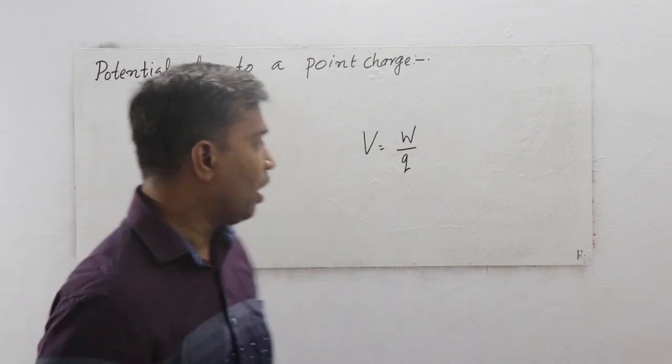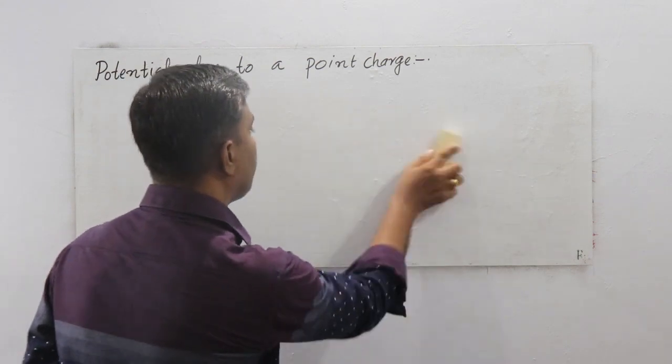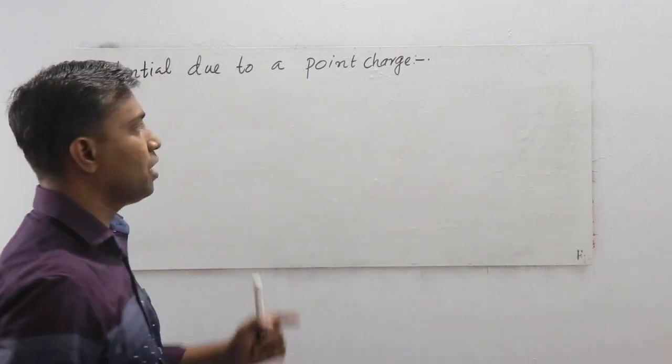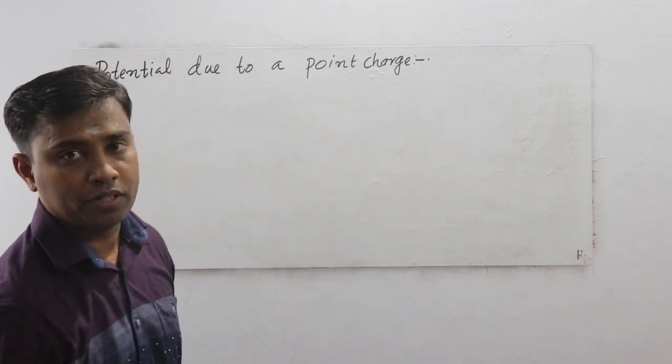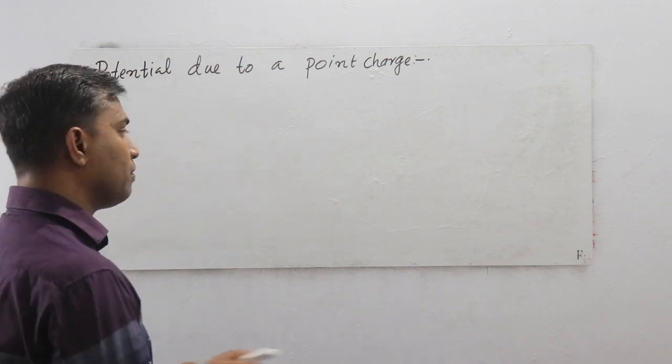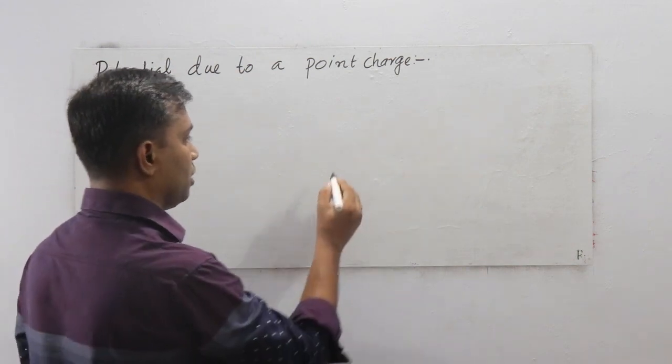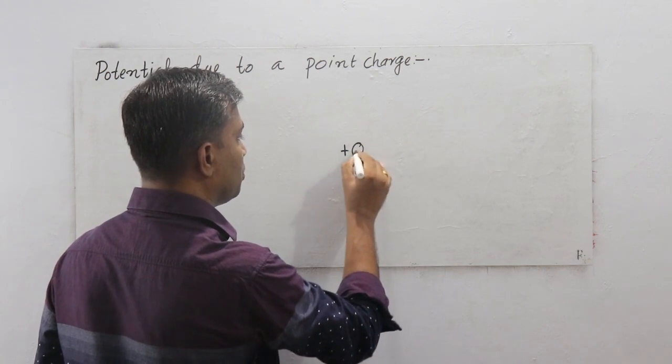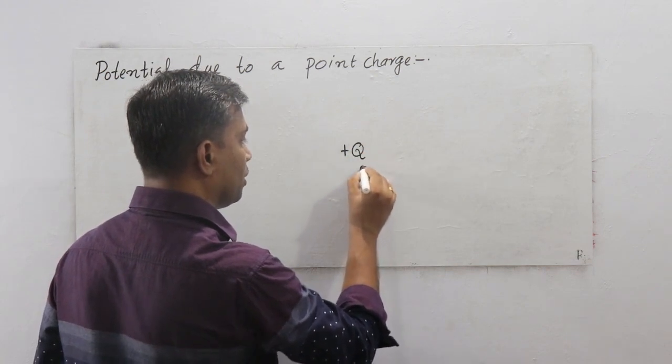But here we are going to discuss how we can find the electric potential at a point due to a point charge. So we consider a positive charge plus Q placed at a point O.